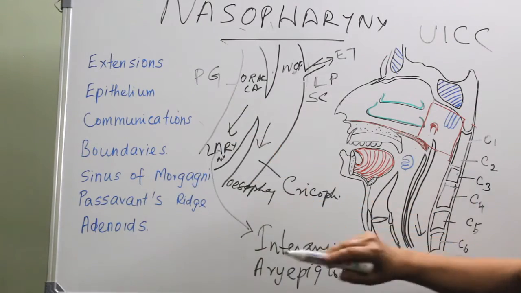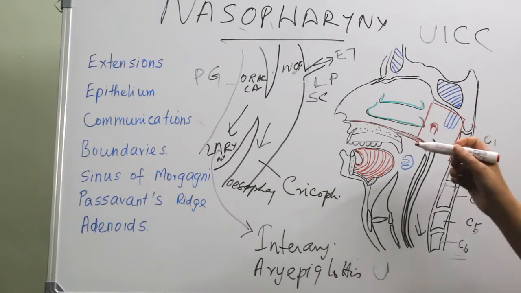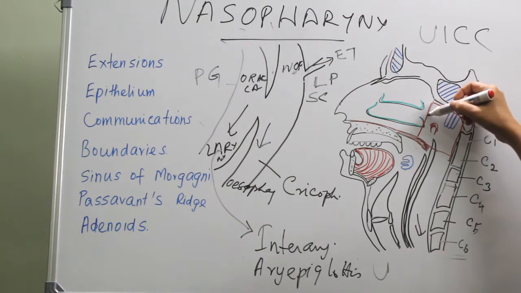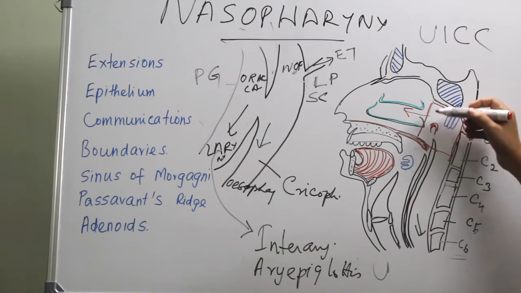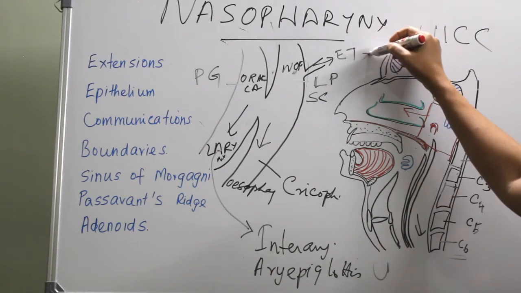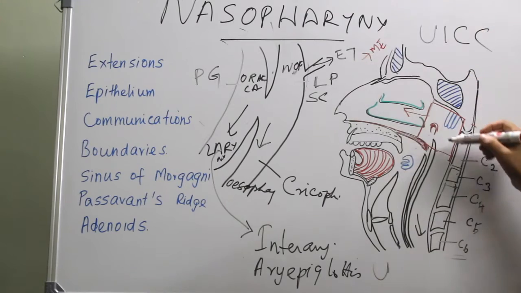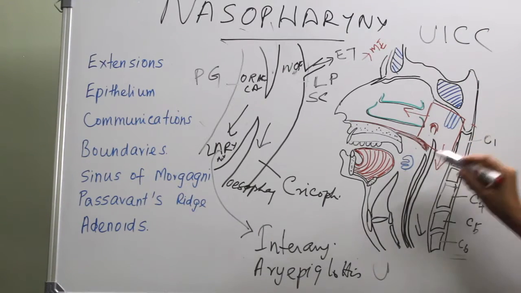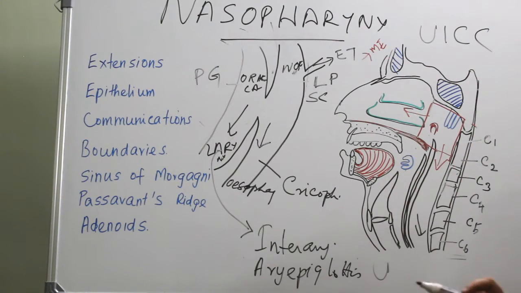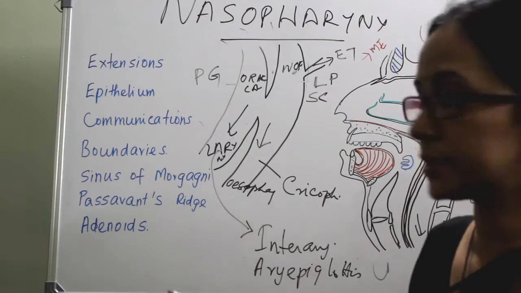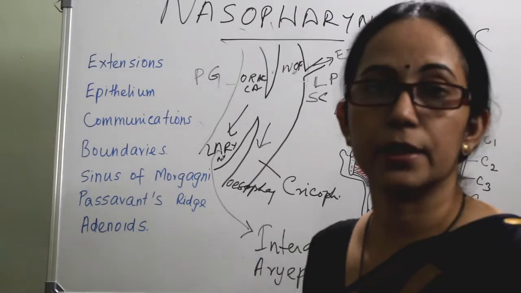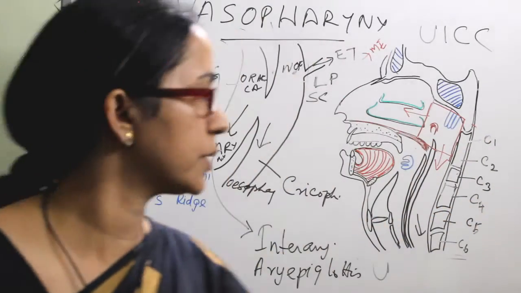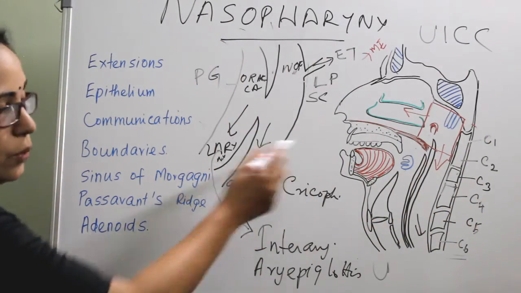And what are the communications? That is very evident from here: into the nasal cavity, or it can go through this Eustachian tube to the middle ear, and also into the oropharynx. This is the oropharynx. So three communications. One into the nasal cavity. Second, it can go to the middle ear through the Eustachian tube, and also to the oropharynx.